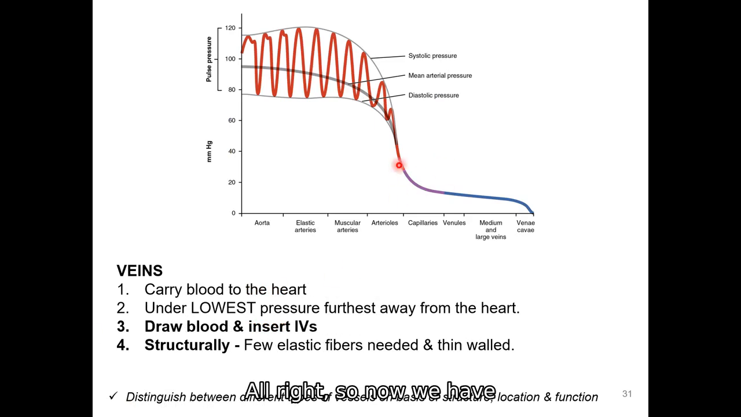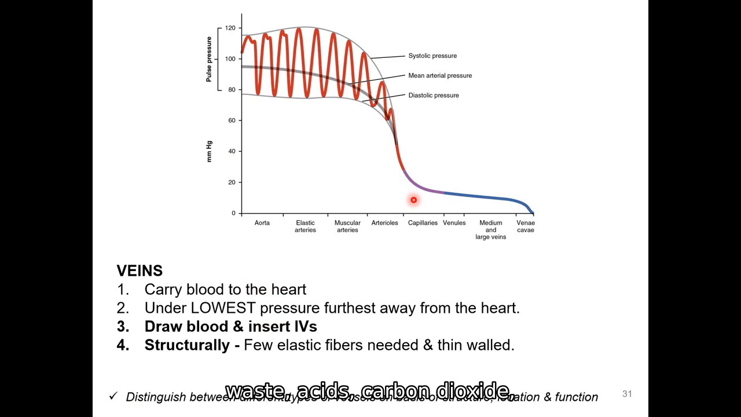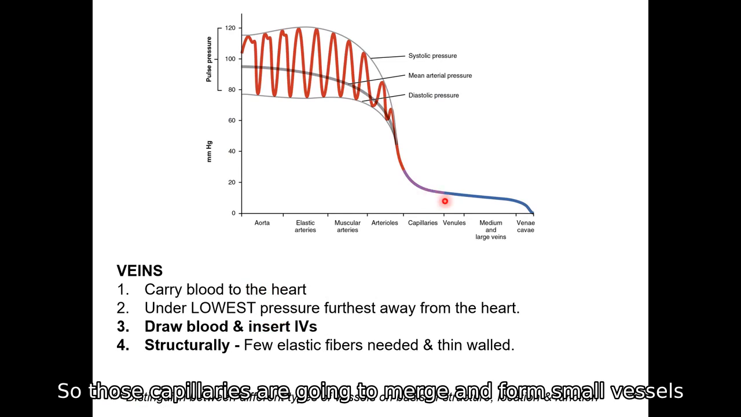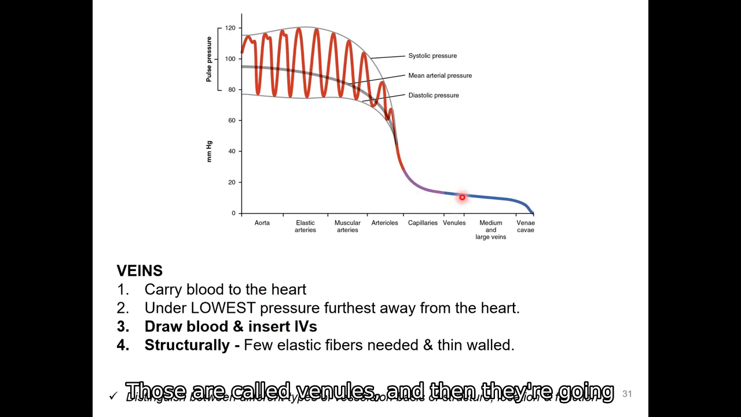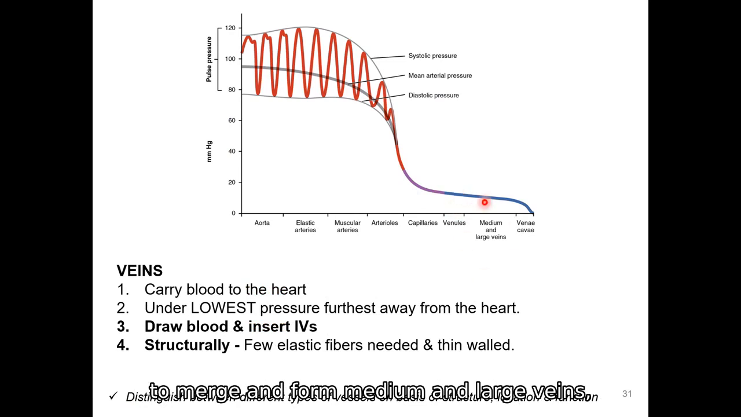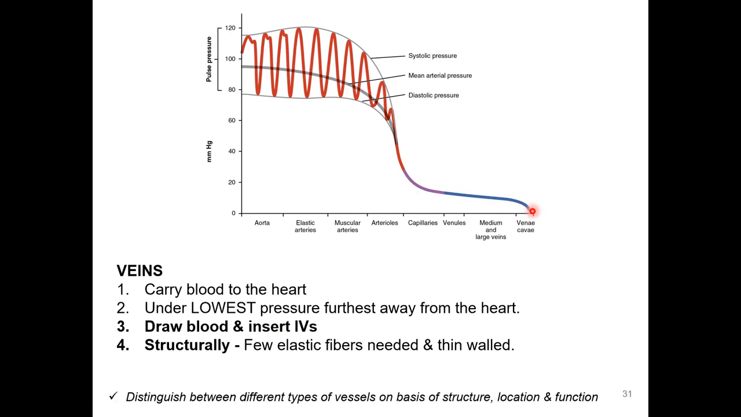All right, so now we have dropped off oxygen and nutrients, we've picked up nitrogen-containing waste, acids, carbon dioxide. So now it's time to go back to the heart. So those capillaries are going to merge and form small vessels going towards the heart. Those are called venules. And then they're going to merge and form medium and large veins. And then we get to the superior and inferior vena cava.